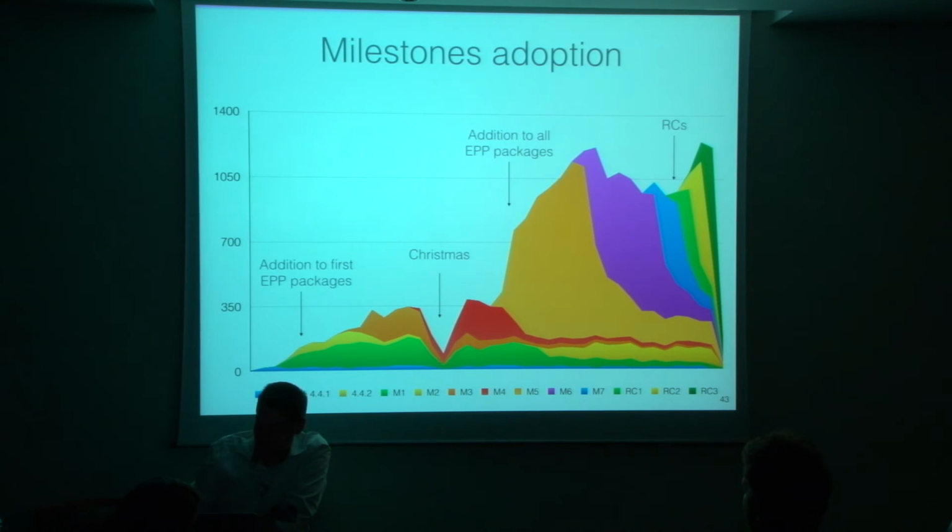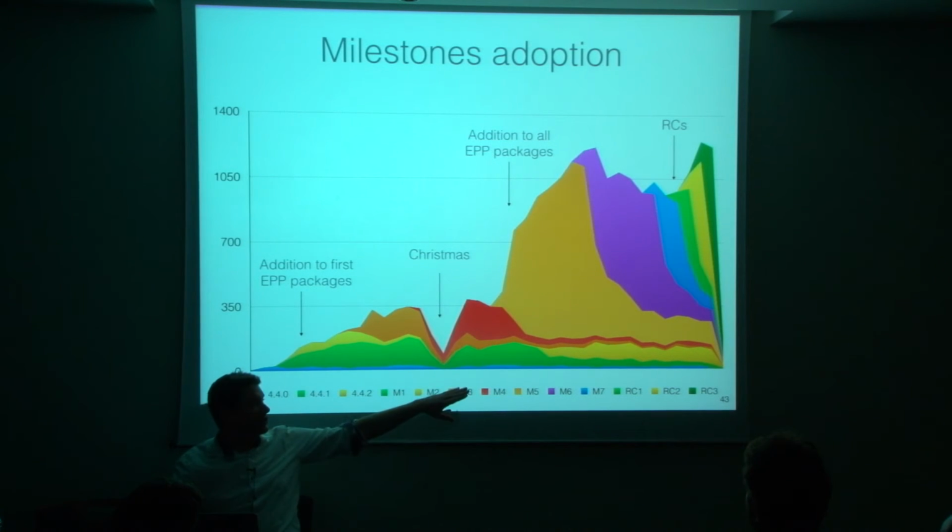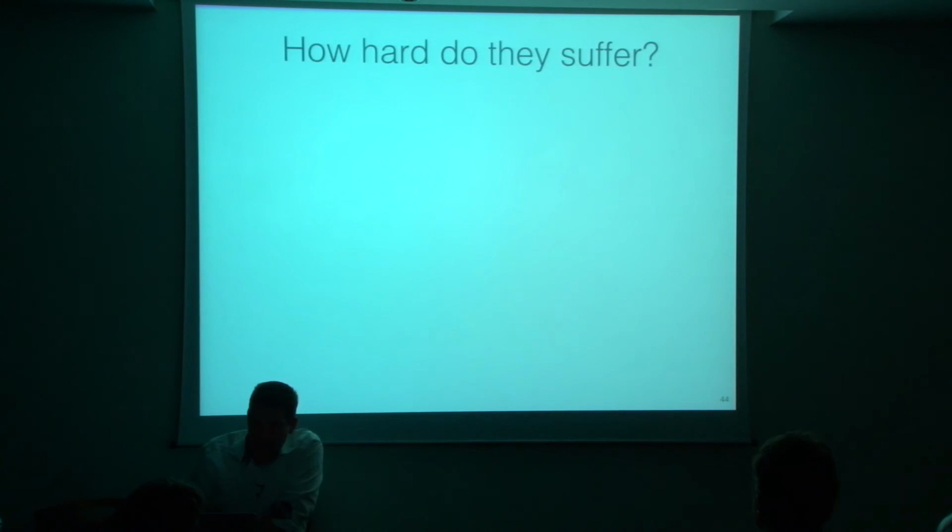But yeah, okay. And the release candidates, actually, there are quite a few users. But you also see that some users still are on the milestone builds, maybe even until today, I don't know. Anyways, so the next question is, how hard do your users suffer? And this was really interesting for me to figure out.